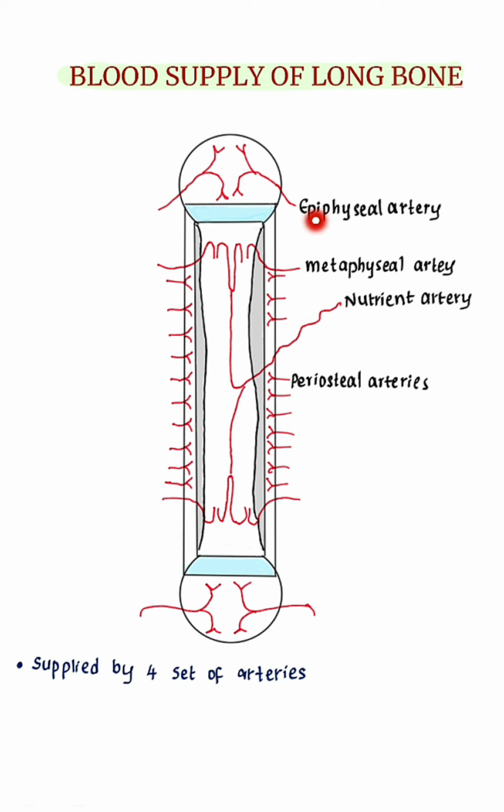Epiphyseal arteries are derived from arterial anastomosis around the joint. They enter epiphysis either directly or by piercing through epiphyseal cartilage.